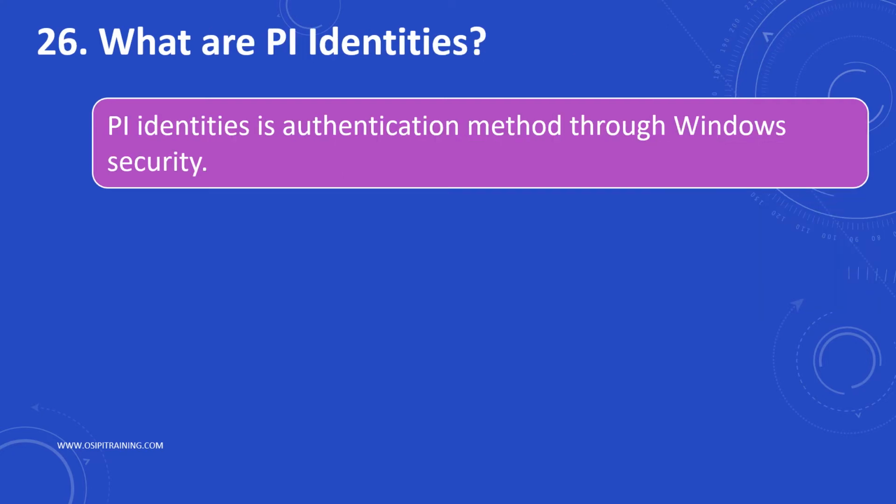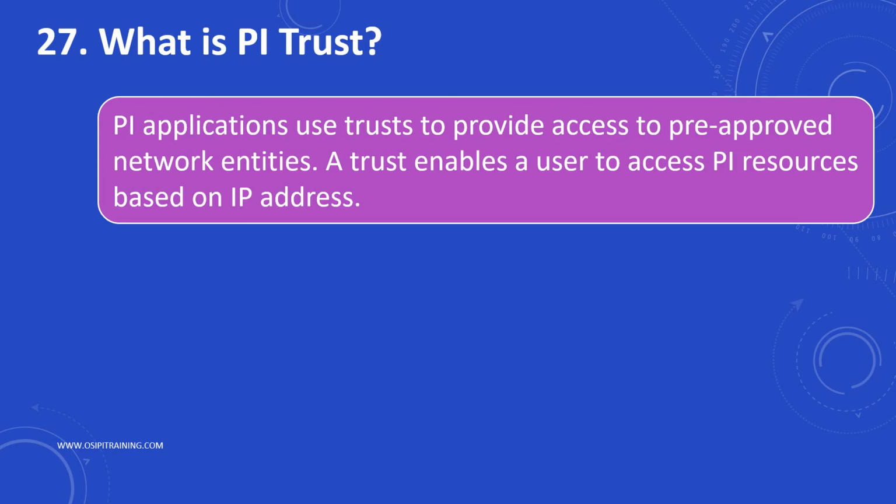What are PI identities? PI identities is an authentication method through Windows security. What is PI trust? PI applications use trust to provide access to pre-approved network entities. A trust enables a user to access PI resources based on IP address.